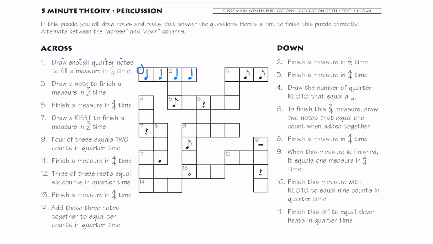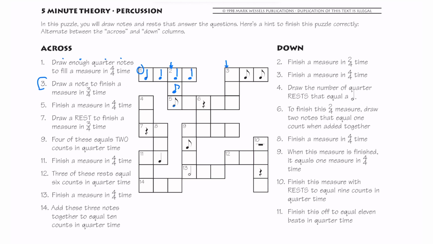Number 2, finish a measure in 2/4 time. So on number 2 here, I've got a quarter note and an eighth note. So that's 1.5 counts. So I need how many more? 1 more half count. This is kind of tricky sometimes, yeah? All right, we're on number 3. Draw a note to finish a measure in 3/4 time.